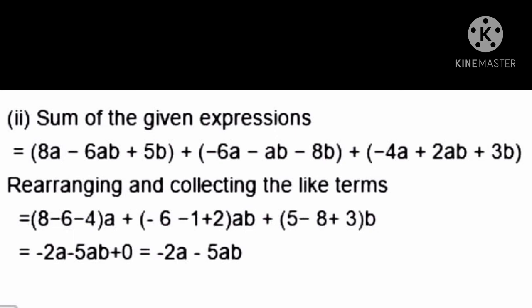In the next sum also we are rearranging and collecting the like terms. So 8a minus 6a minus 4a will be written together. Then 6ab minus 6ab minus ab and 2ab will be written together. And 5b minus 8b plus 3b will be written together. So now we are adding the numerical coefficients. So 8 minus 6 minus 4 is minus 2a. Minus 6 minus 1 plus 2 is minus 5ab. And see, 5 minus 8 plus 3, it is 0. So here we have written plus 0, but ultimately in the answer we won't be writing it. So our answer is minus 2a minus 5ab.